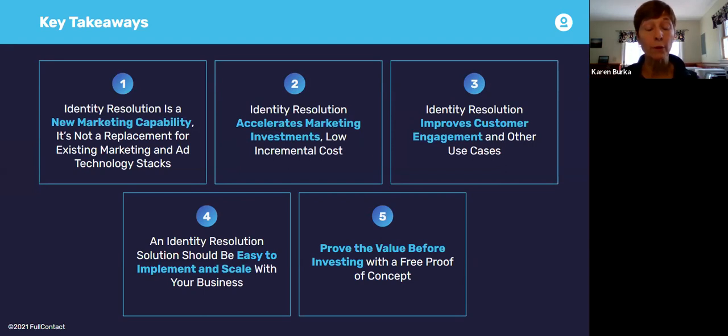We've talked about the different choices that are out there in terms of identity resolution providers. It should be easy and it should be able to grow with your business as you get better and more sophisticated in your identity efforts.